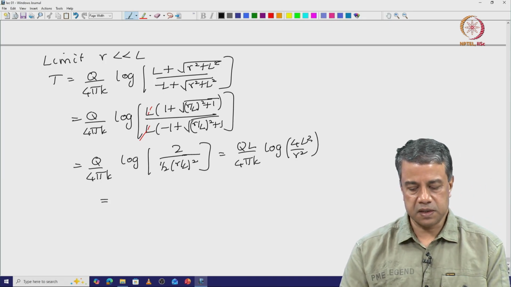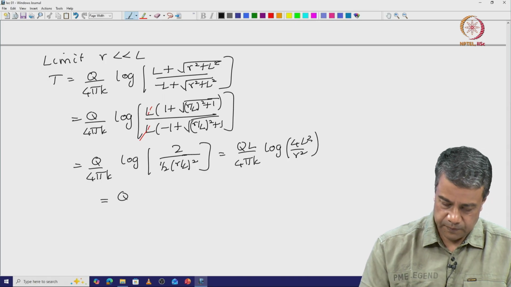4 L square by r square is the square of 2 L by r. So, I will just get q.